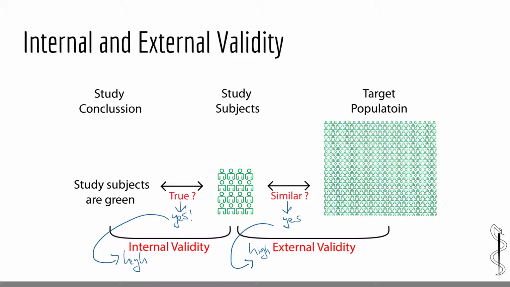We will dedicate an entire chapter to bias and study populations, so it is okay if you do not completely understand this topic right now. For now, just recognize that the similarity or representativeness of the study population to the target population are the main factors which determine external validity.